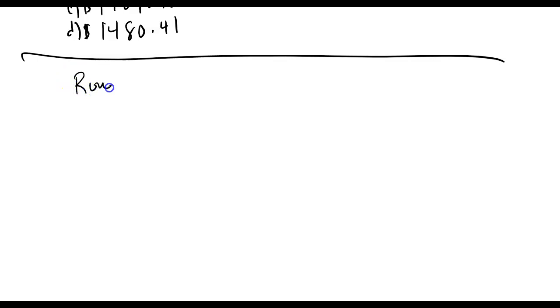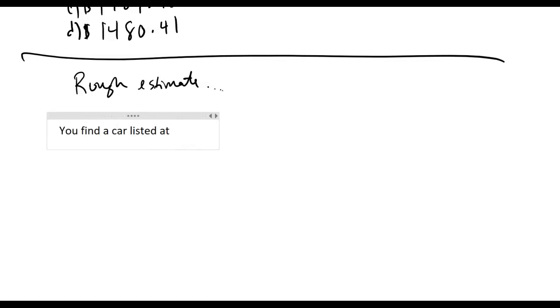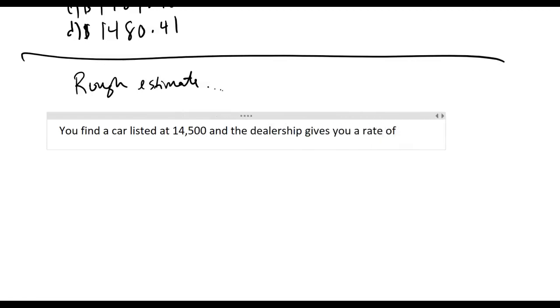So we're going to do a rough estimate of how much a car would actually cost us and what our monthly payments would be, based on specific things. So let's do the scenario, right? Let me type this up just like I did a second ago. So we're going to look at you find a car listed at, let's say, $14,500.